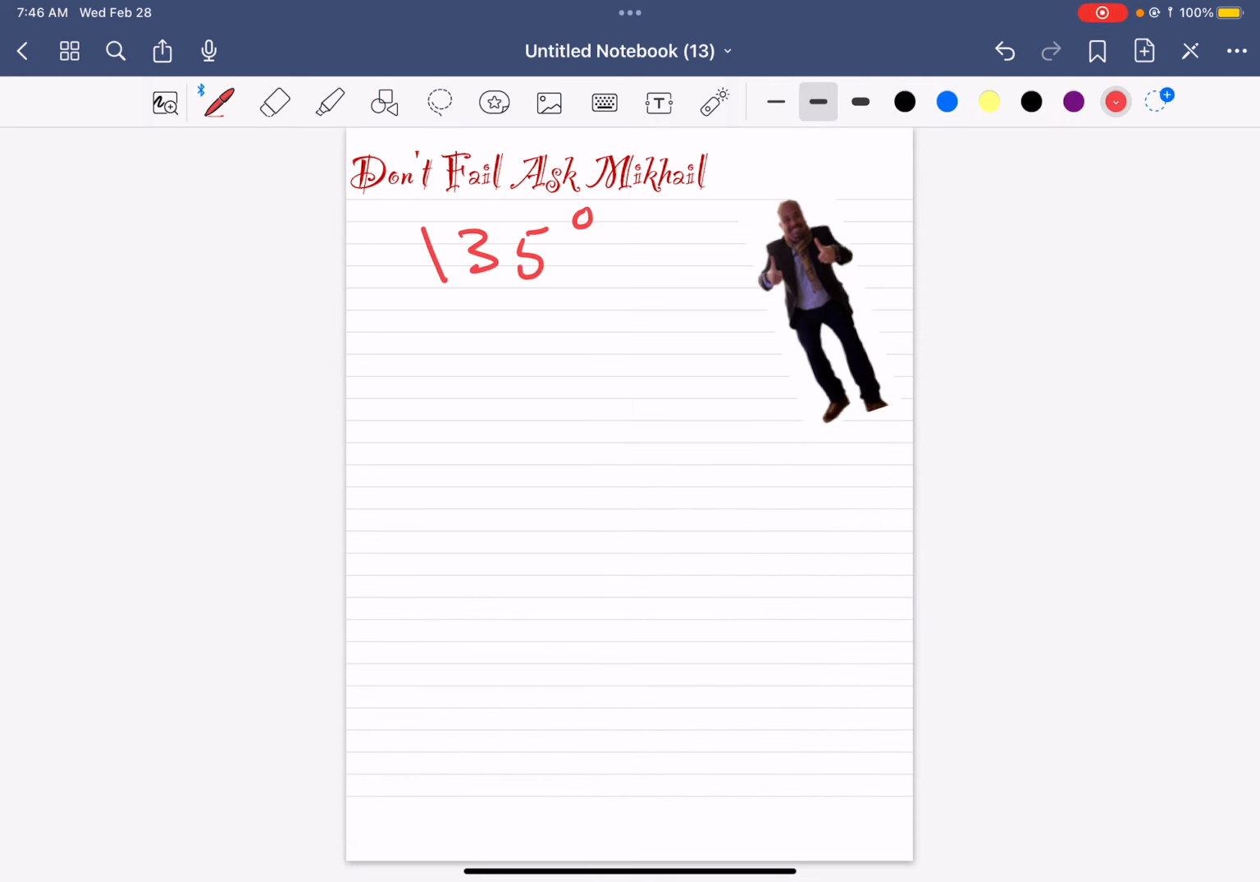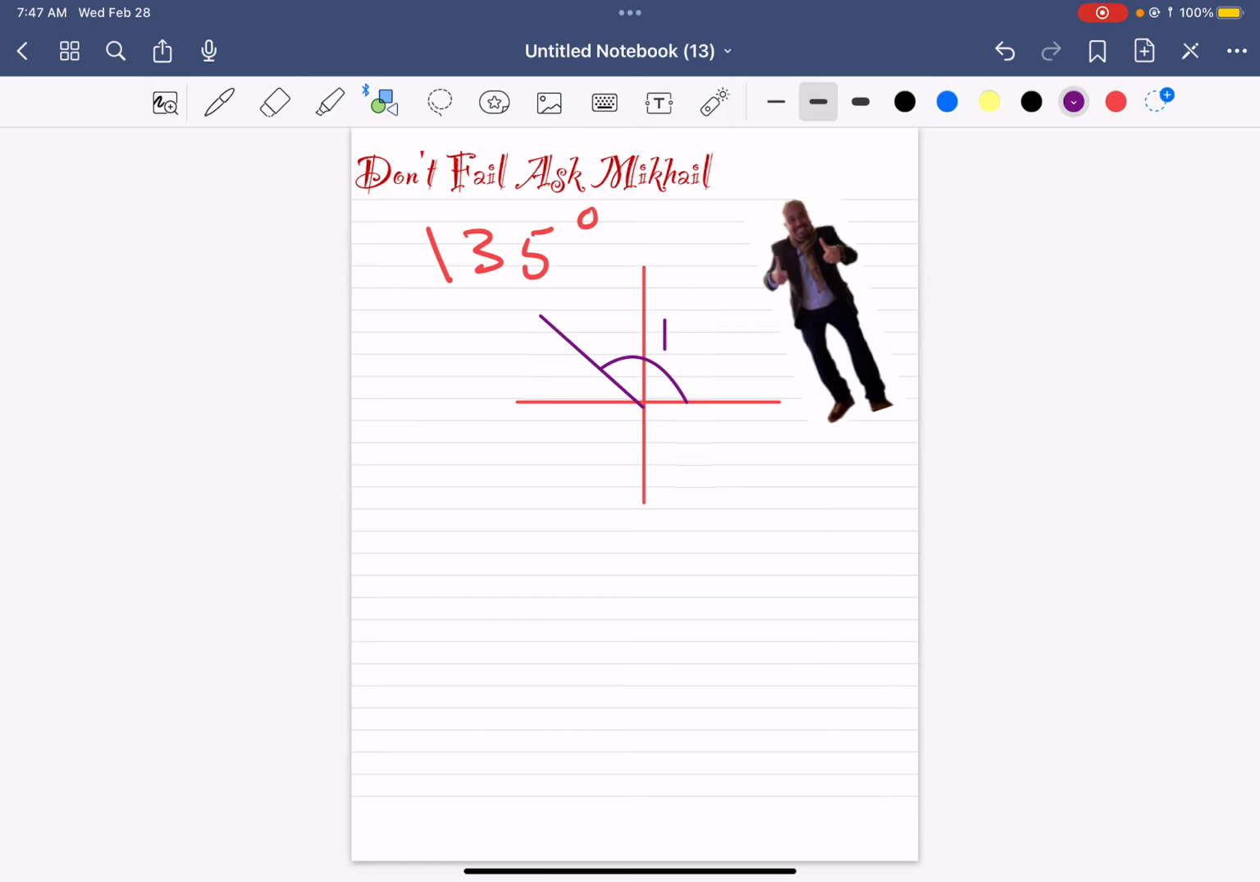135 degrees. All right, remember 135. If I want to sketch it, this is going to be in which quadrant? Excellent. I heard someone saying the second quadrant. So if I sketch it, this is the 135 degree angle. It's exactly in the second quadrant, exactly in the middle, and that's 135 degrees.